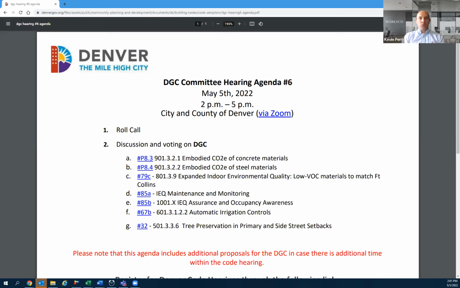The proponent will then give us a brief summary of that proposal. We will then go to the general public to see if anybody wants to speak in support of that proposal. Everybody will have 2 minutes to do so. Then we will go to the general public for anybody that wants to speak in opposition of that proposal, and they'll have 2 minutes to speak their mind as well.